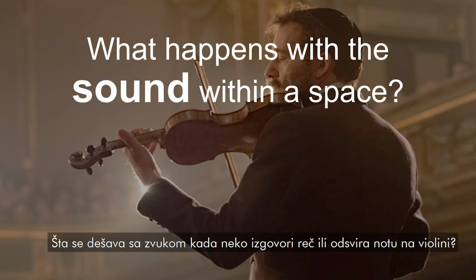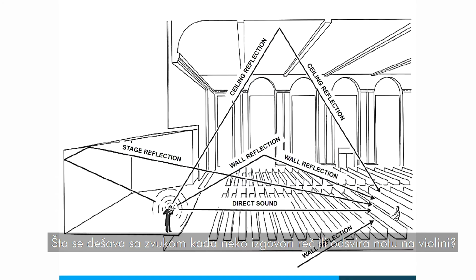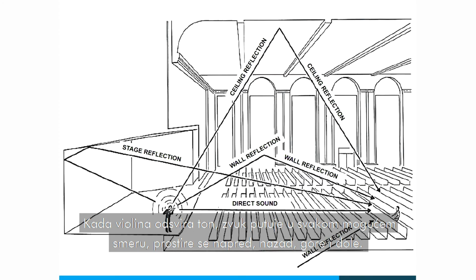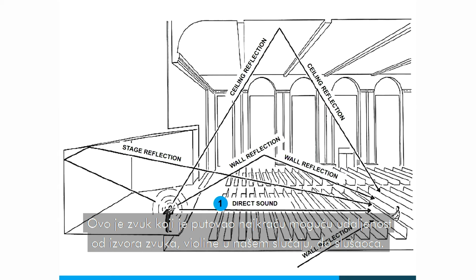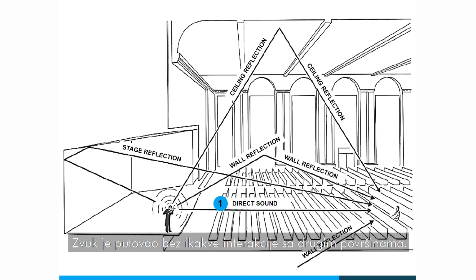So what happens with the sound when someone actually says a word or when someone actually plays a note on the violin? When a violin player plays a tone, sound travels in every possible direction. So sound goes forwards, backwards, up and down. And there is a component of this sound which comes to our ears first. And this component is called the direct sound. So this is the sound which traveled the shortest possible distance from the source of the sound, from the violin in our case, to the listener. And this sound traveled without any interaction with other surfaces.